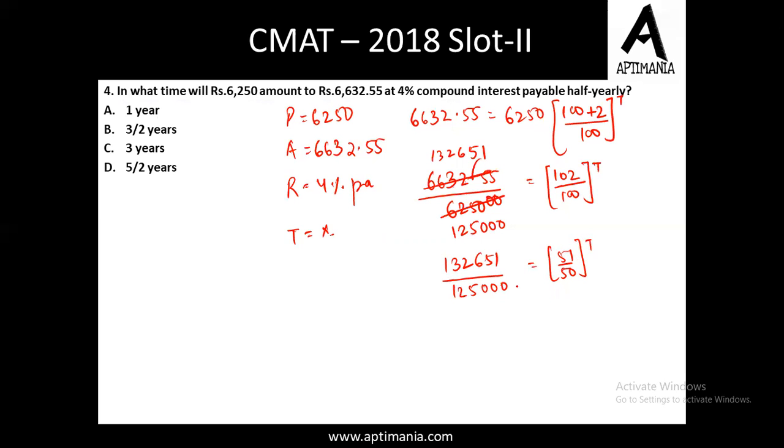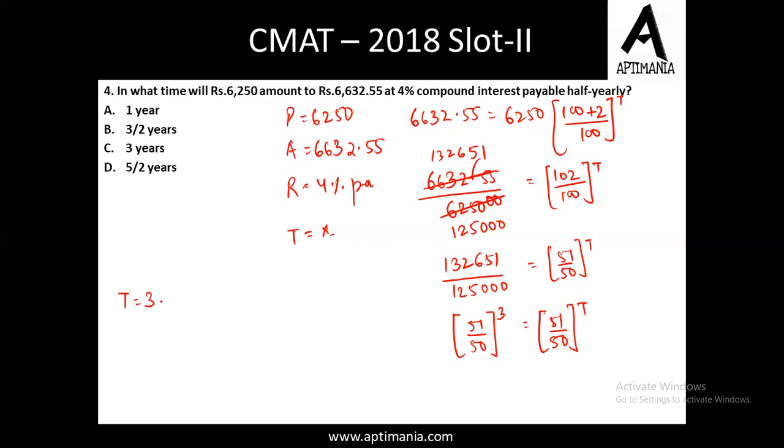In case we are looking at the values, we can figure out that 125,000, that's 1,25,000, is the cube of 50. Similarly, by the hit and trial method, we find that 132651 is the cube of 51 and 125,000 is the cube of 50, right? So that will be 51 upon 50 power t. If we observe the values, the bases of both sides are equal, so their powers must be equal. This means that t equals 3.